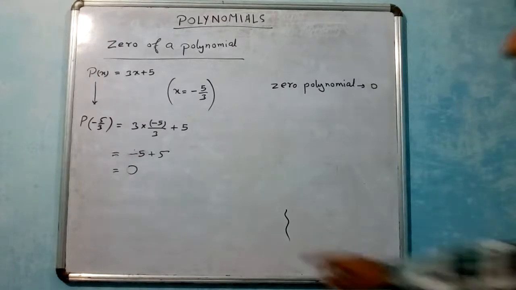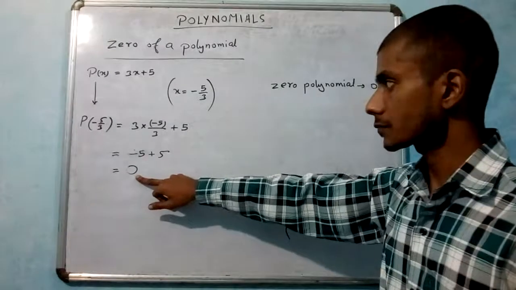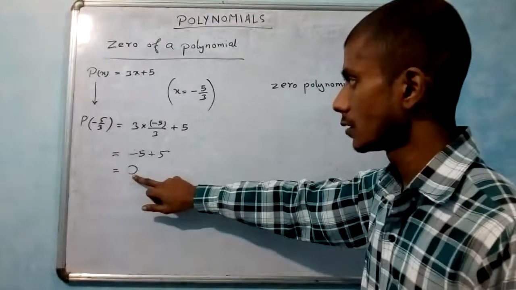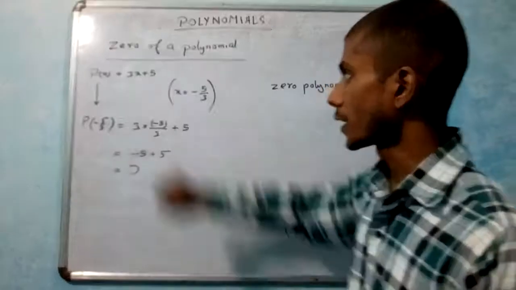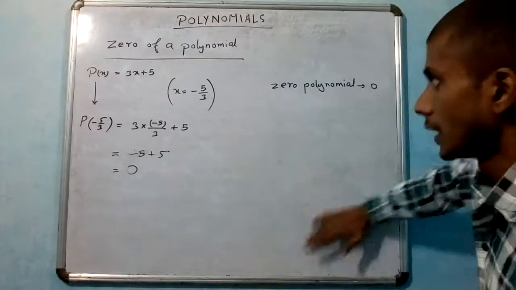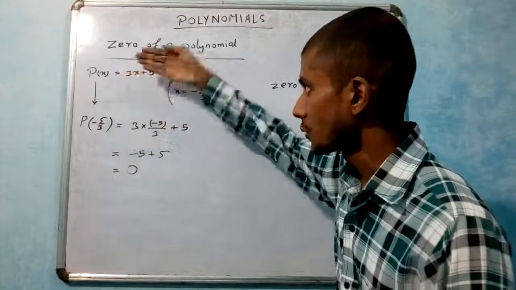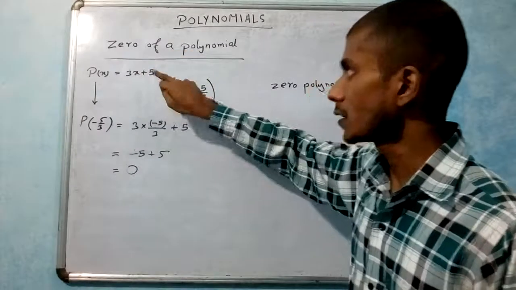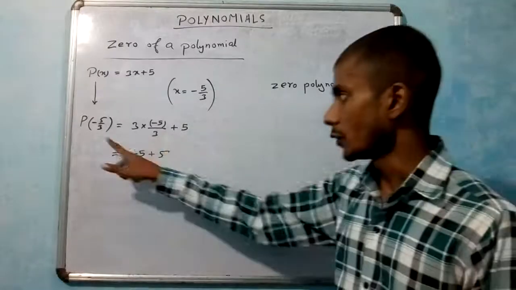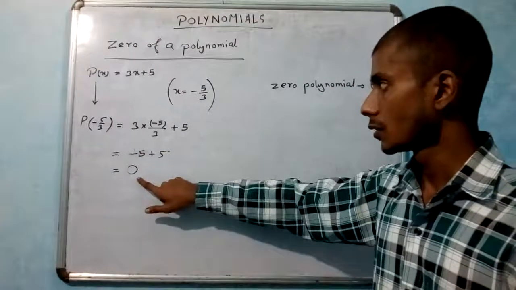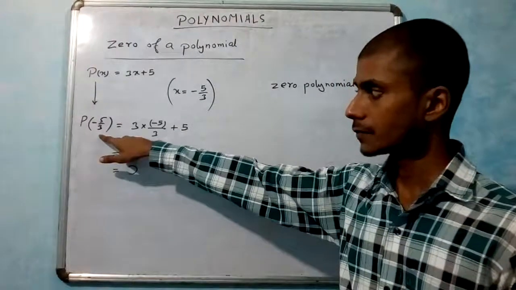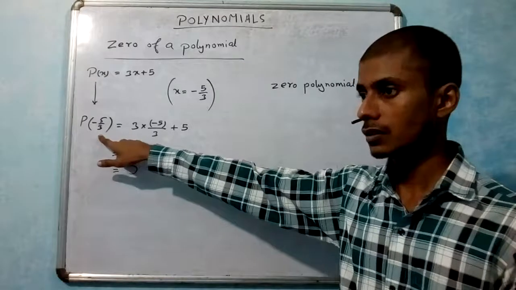So are we getting a value here 0 or not? Okay, so minus 5 by 3 is a zero of this polynomial, correct? Did you understand this? What do you mean by zero of a polynomial? That value of the variable which when substituted there will make the complete expression 0. And while checking we actually get 0. So it is proved that minus 5 by 3 is one of the zeros.